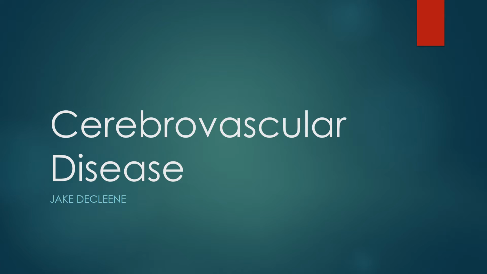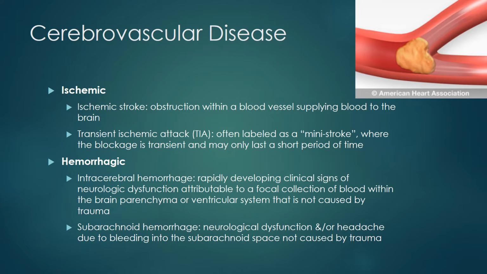I'm going to talk to you today a little about cerebrovascular disease, or most notably known as stroke. Under the umbrella term of cerebrovascular disease fall two distinct categories that we'll talk about today: one being ischemic stroke and the other being hemorrhagic stroke. An ischemic stroke is an obstruction within a blood vessel supplying blood to the brain.